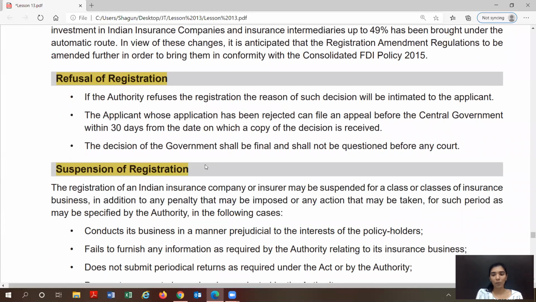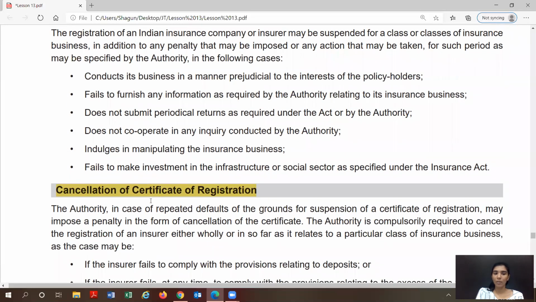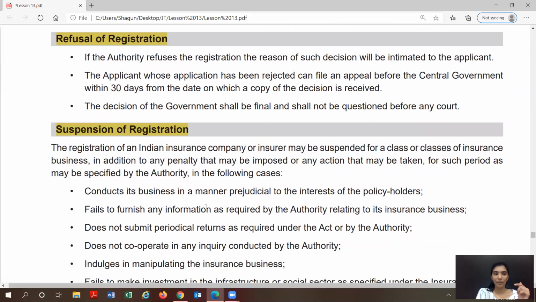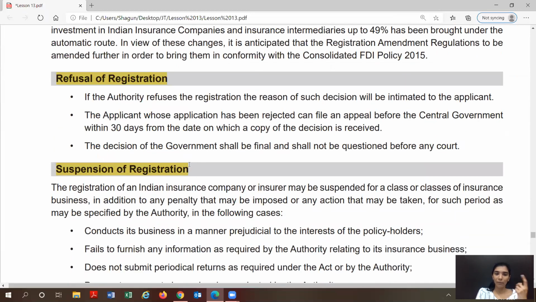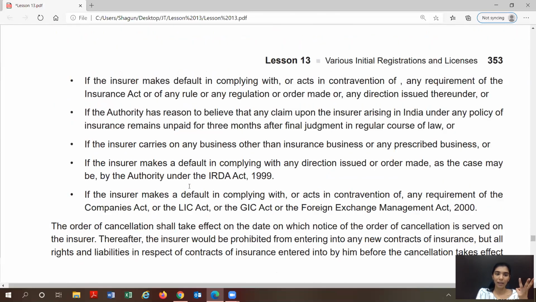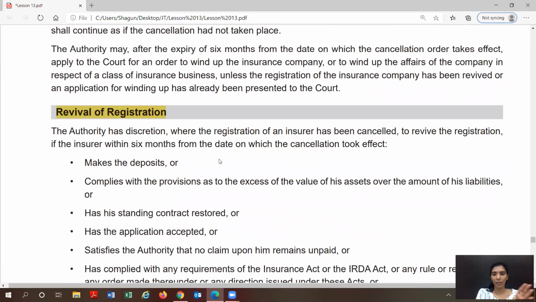So once you apply to the IRDA for your insurance registration, they can either refuse it or they can suspend the license, suspend the registration, or they may also cancel the certificate of registration. So these are the various terms. कभी वो refuse कर सकते हैं registration, suspend कर सकते हैं, cancel कर सकते हैं, or they can revive the registration which is cancelled. You just have to read all these.